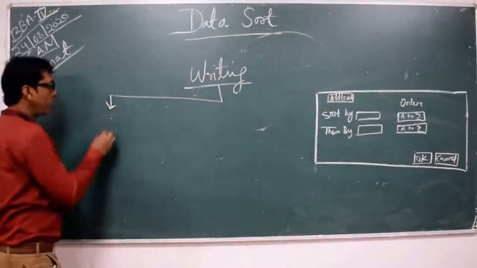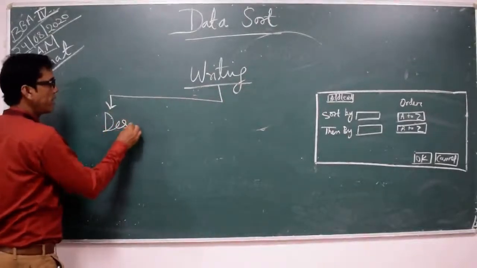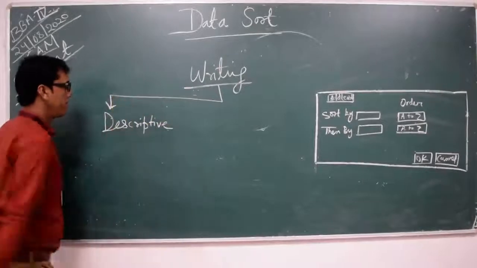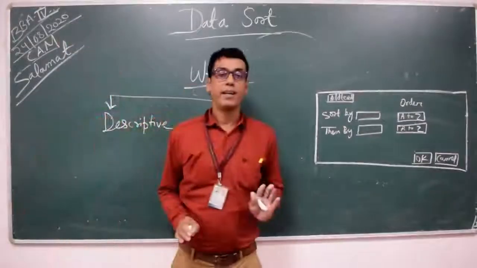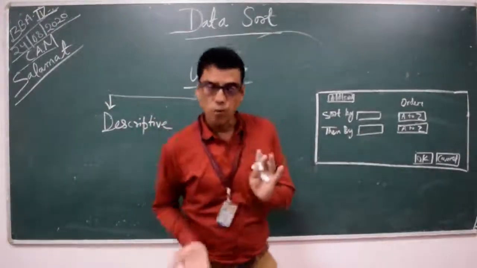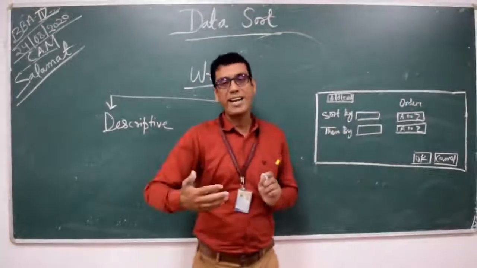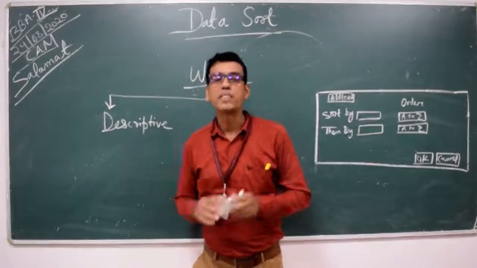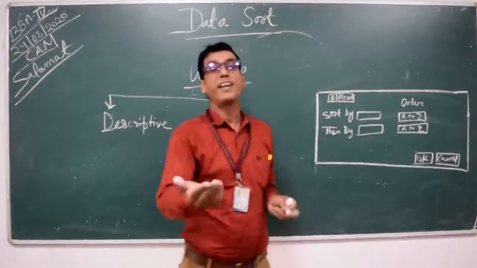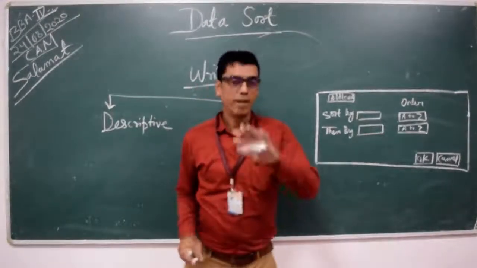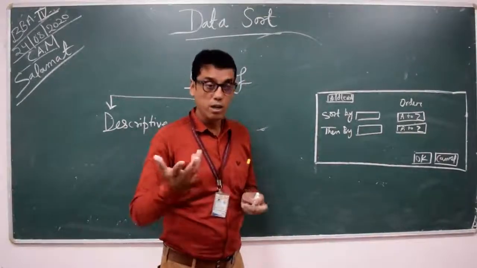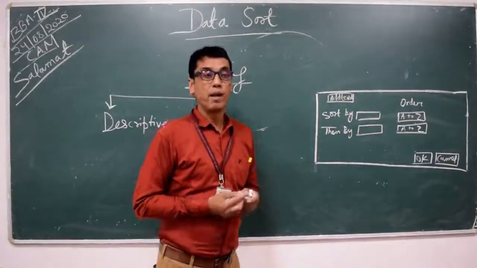The first style of writing is known as descriptive style of writing. It means what you want to express, what you want to write, you write in very great detail. Examples of descriptive writing are letter writing, application writing, paragraph writing, story writing, and newspapers.